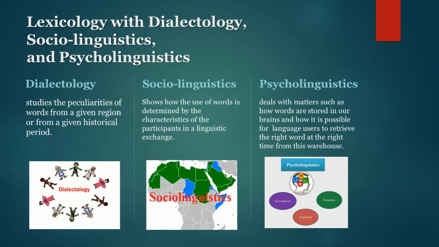Dialectology studies the peculiarities of words from a given region or from a given historical period, for example. Sociolinguistics shows, for instance, how the use of words is determined by the characteristics of the participants in a linguistic exchange, while psycholinguistics deals with matters such as how words are stored in our brains and how it is possible for language users to retrieve the right word at the right time from this warehouse.